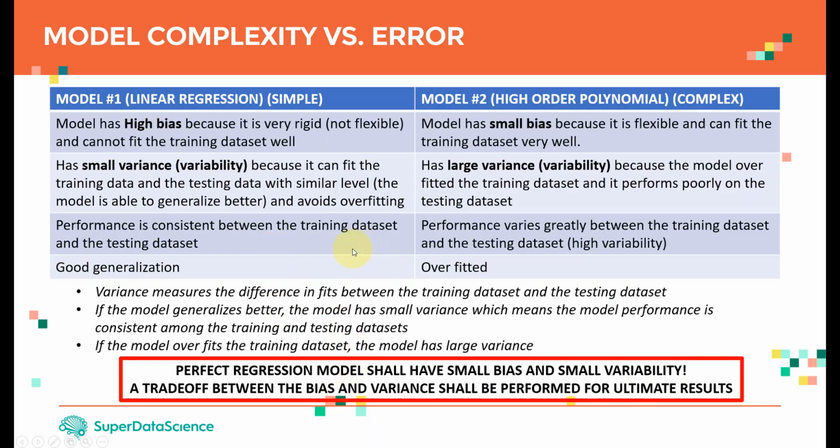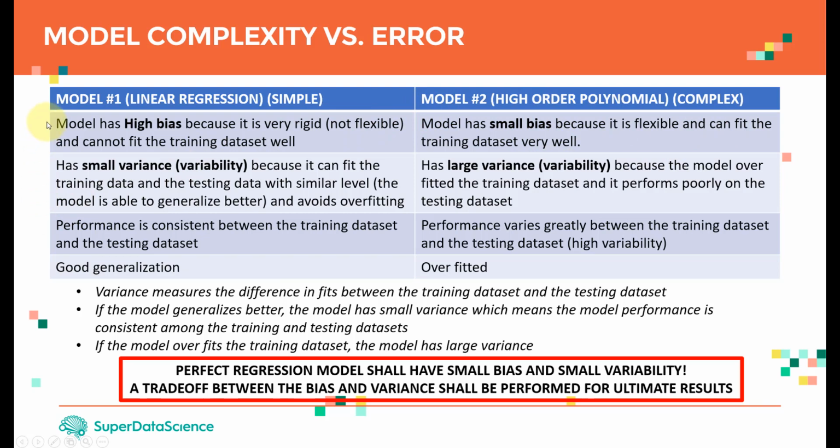If we take a look at a comparison here, we have two models. The first model is a linear regression model, and it's simple. Model 2 is a higher order polynomial, and it's complex. Model 1 has high bias because it's very rigid and not flexible and cannot fit the training data set well. As I mentioned, it has a very high bias. However, model 2 is way more flexible, so I can bend it as I like to fit the training data. So model 2 has small bias because it is flexible and can fit the training data set well.